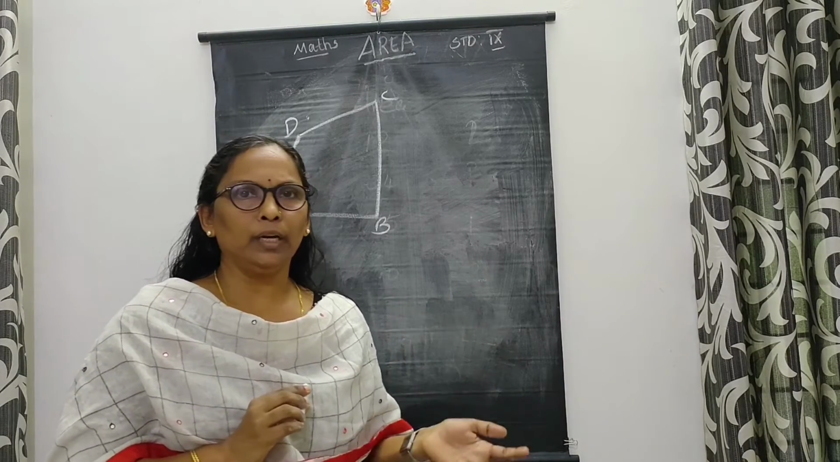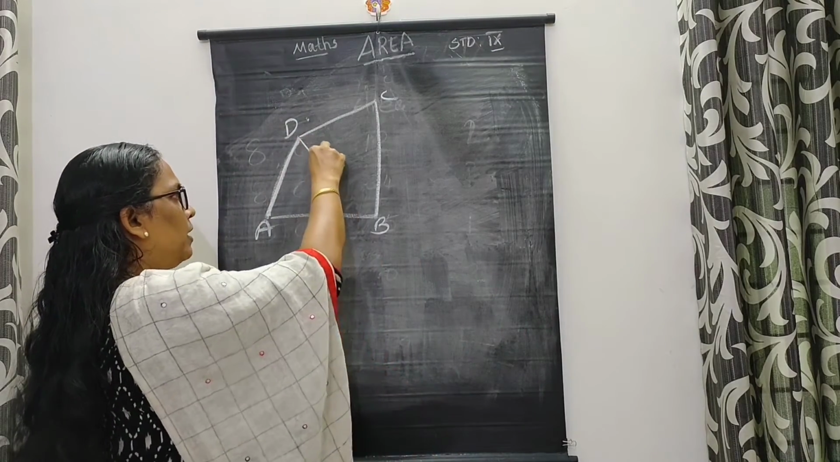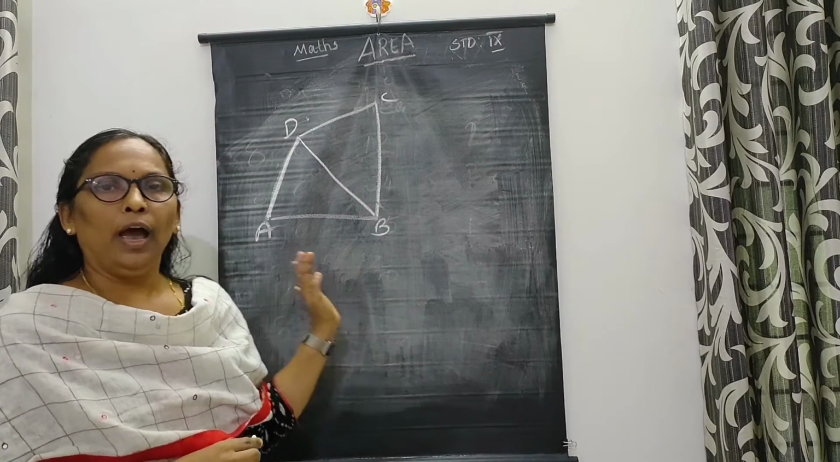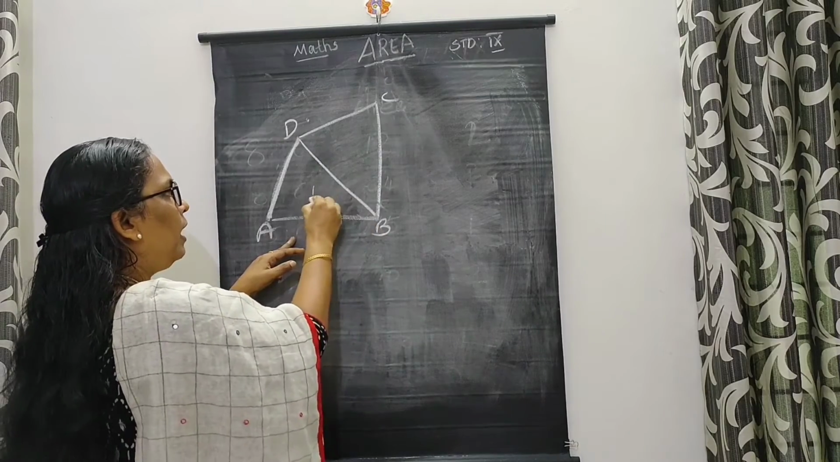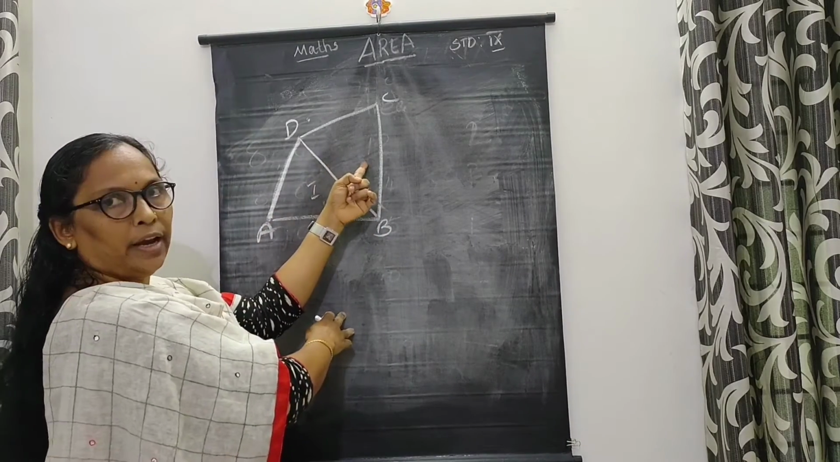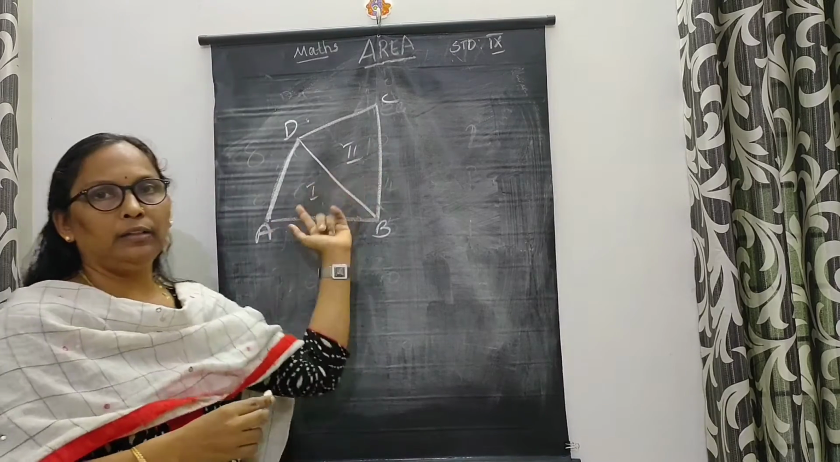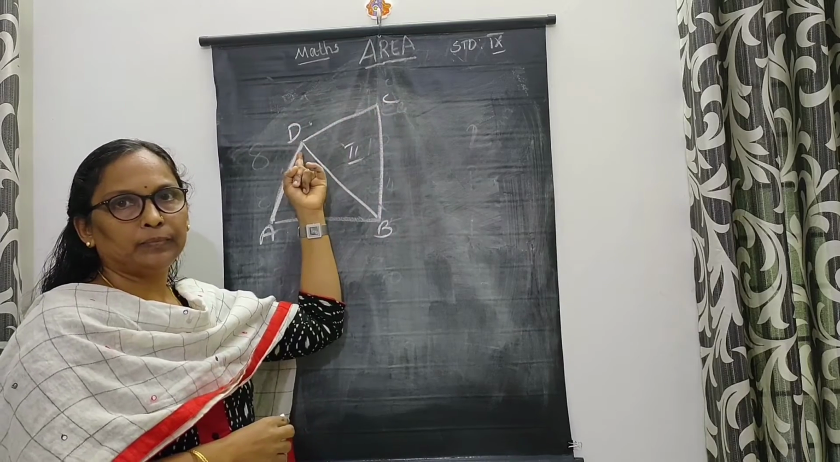How? Anybody remember that? Yes, we can divide this into two triangles. First we find the area of the first triangle ABD, and we can find the area of the second triangle BCD, and add these two areas, we get the area of the quadrilateral ABCD.